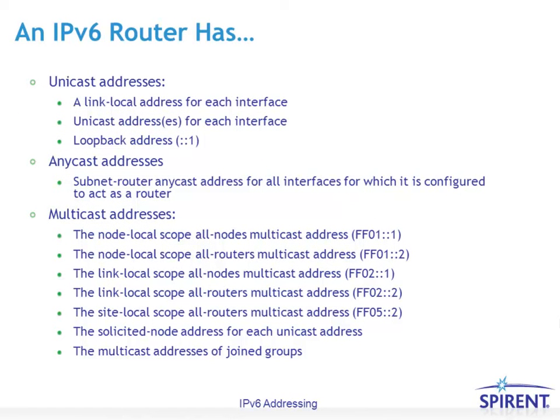An IPv6 router has similar but additional addresses compared to an IPv6 host. So from a unicast perspective, yes, it does have link local addresses for each interface, unicast addresses for each interface, and the loopback address. It has a special anycast address, which means any router on this subnet, and then various different types of multicast addresses. The same all nodes addresses, but also all routers addresses for both node local and link local. There's also the solicited node address and various multicast addresses that the router might be joining. If it's running OSPF for IPv6, which is OSPFv3, there's a special multicast address for all SPF routers in the IPv6 world, just as there was in the IPv4 world too.